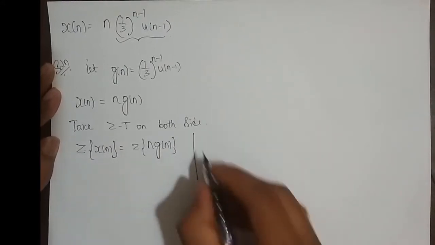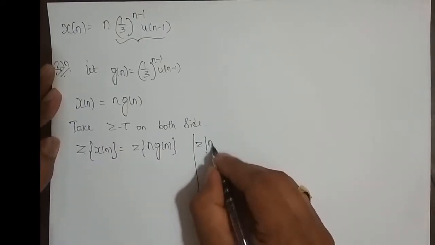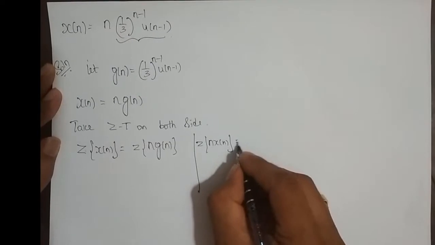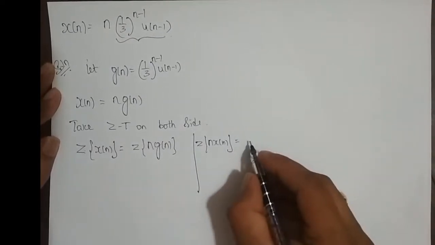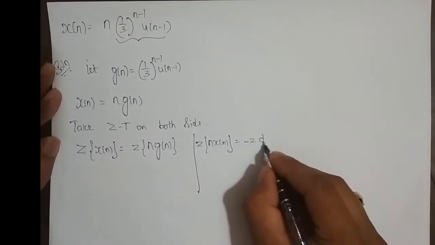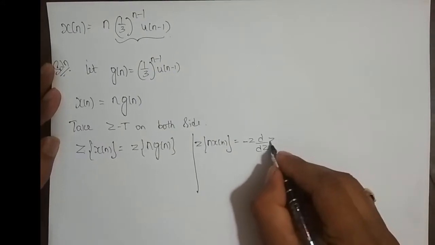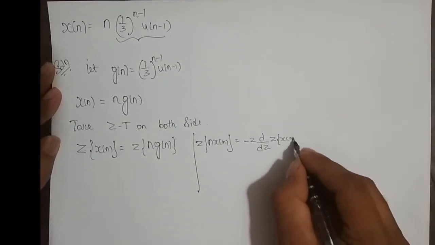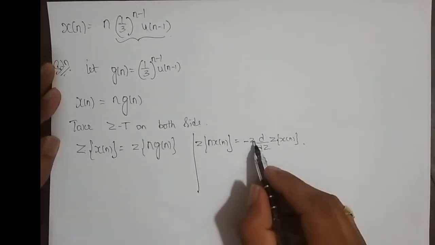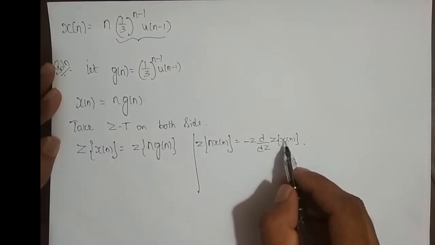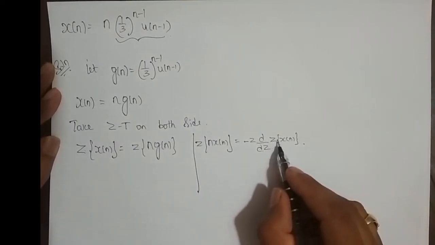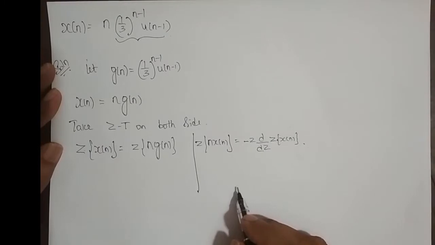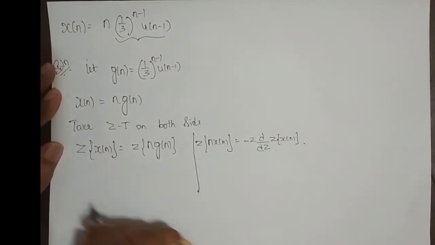Now what is this property? Z transform of n into x of n. It is multiplication by ramp, right? What is the Z transform of n into x of n? It is minus z into d by dz of Z transform of x of n, right? So it is basically minus z into d by dz of x of z, but x of z can be written as Z transform of x of n. Now if I apply this property here, so what do I get?